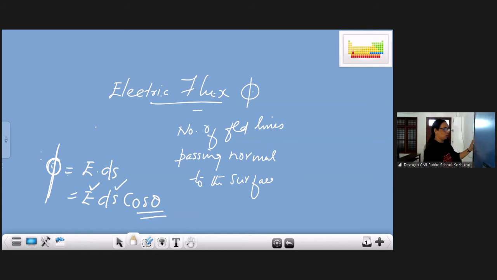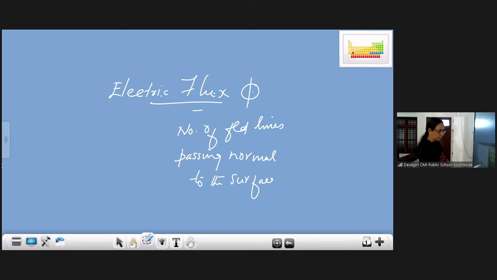So, what is electric flux? Electric flux is defined as a measure of field lines passing normal to a surface. When I take a charge Q, if it is a positive charge, you all know there will be a large number of field lines moving like this. I can draw field lines like this, all these.